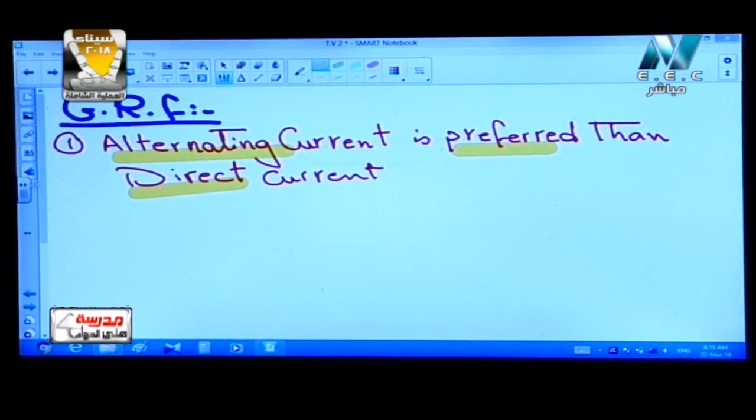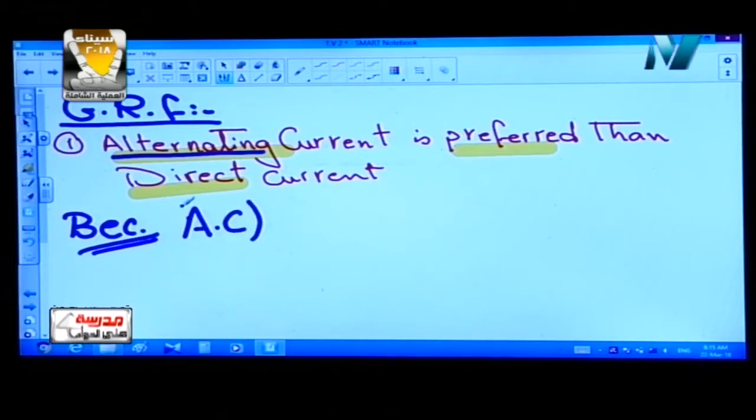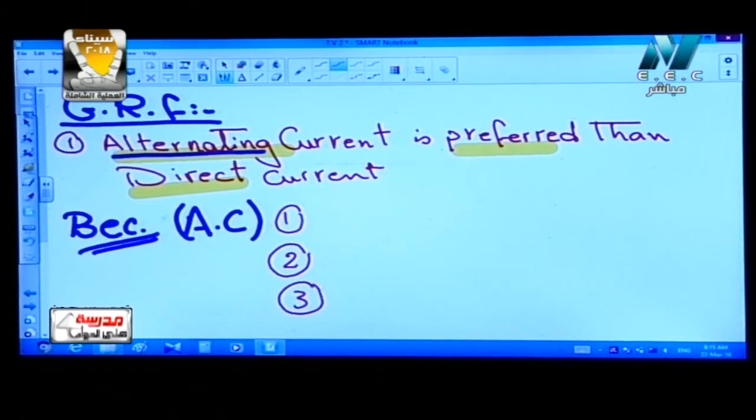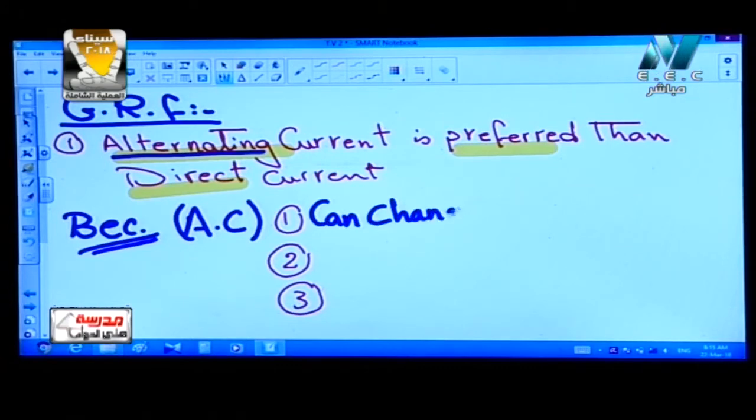Why? We have more than one advantage in alternating current. I say because alternating current, number 1, can be changed into direct current. The first option.